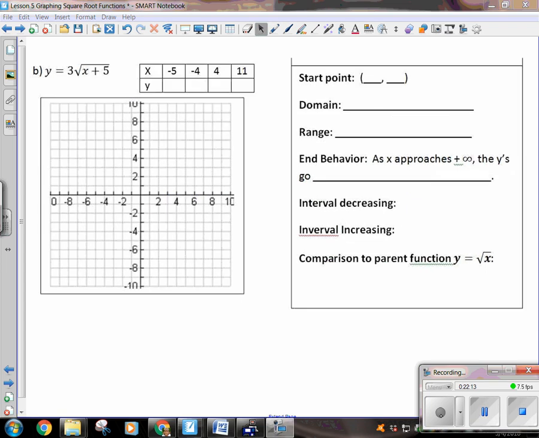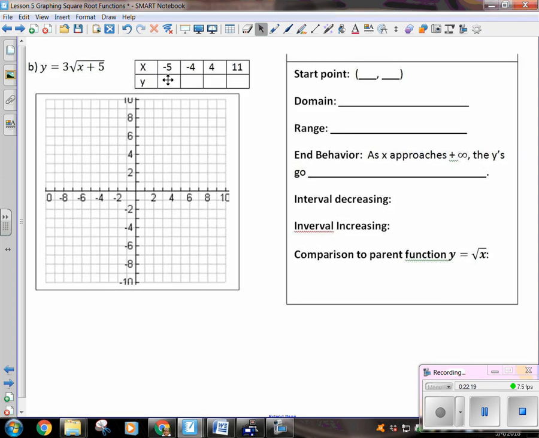As I start letter B, I now have a new graph. I can either take each number one at a time and put -5 in for x. What's 3 times the square root of -5 plus 5? What's -5 plus 5? 0. What's the square root of 0? 0. What's 3 times 0? 0. So the answer is 0. Now, you realize you can do this with your calculator.